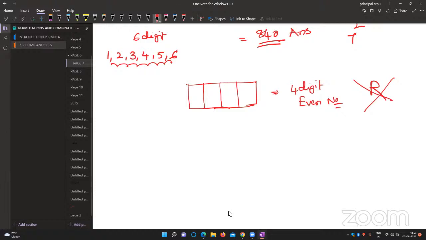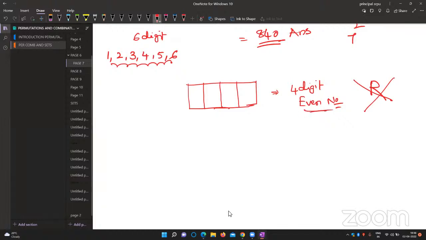Dear students, 1, 2, 3, 4, 5, 6. I have given 6 digits. Using these digits, please try to understand. Once you get the idea, you can solve any problem here. Yes, friends. Using these 6 digits, we have to form a 4-digit number, but that should be even.